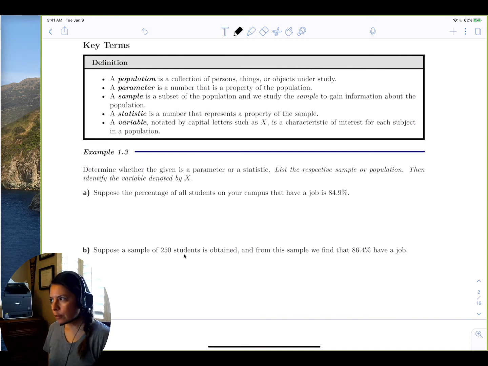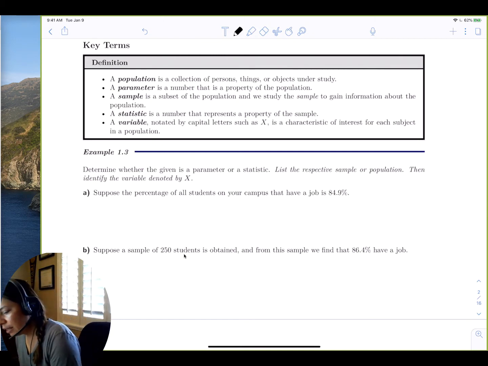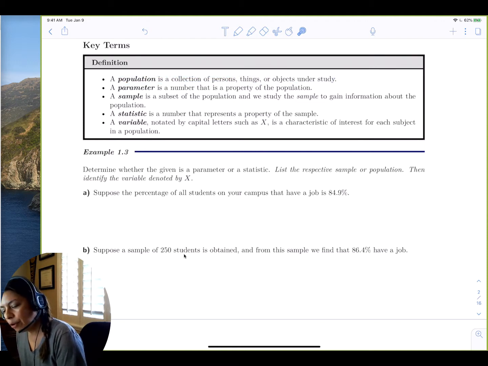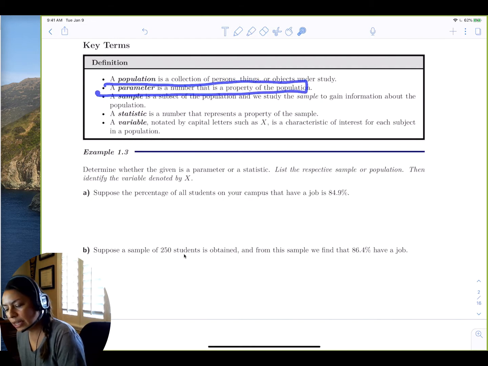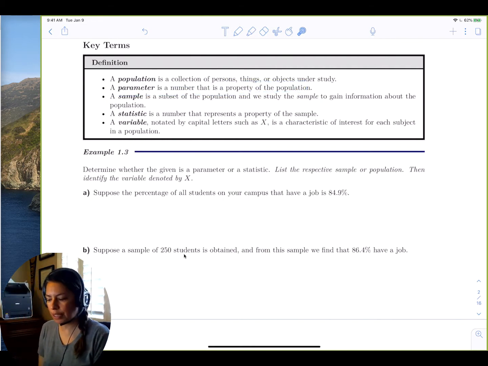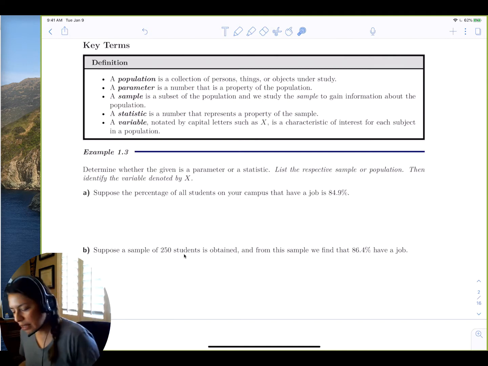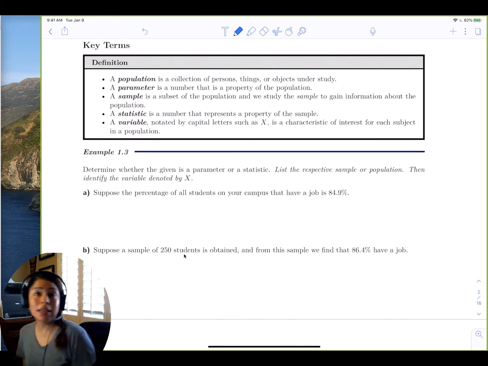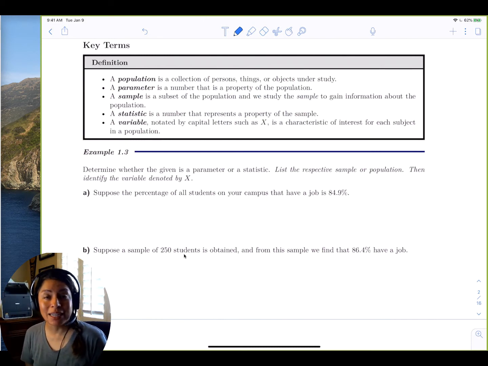So I guess the first key term we want to discuss is the population, right? We always need to discuss population over a sample. So the population is a collection of persons, things, or objects or subjects of the study. A parameter is a number that gives a property of the population. So what this means is, if you're given a population, you can think of the 2020 census, right?